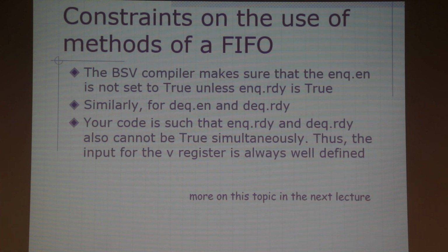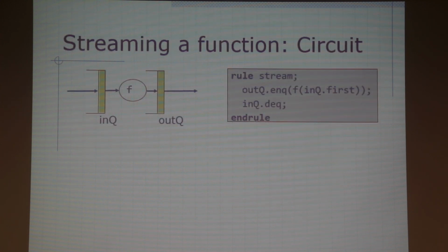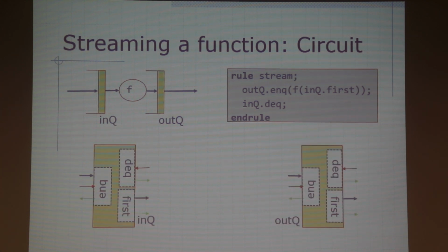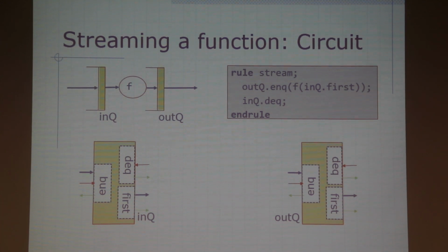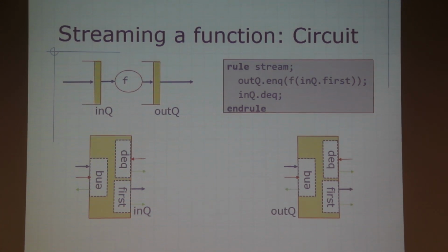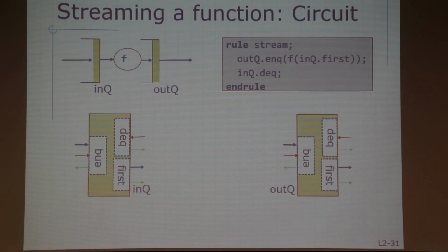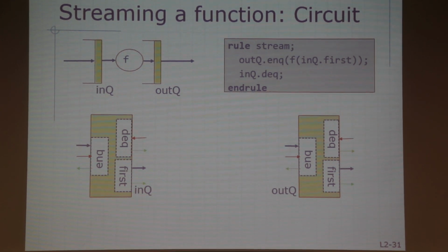Okay, but I have a few more things here I want to do quickly. Streaming of functions. Suppose you have a combinational circuit F, but I'm just sending volleys and volleys of input to it, which will come out, right? I'm showing you the input queue side and the output queue side. I just want you to get comfortable with the circuits that are drawn.